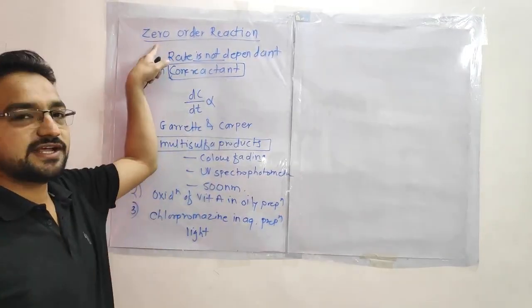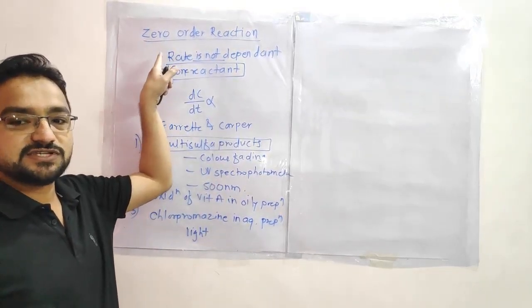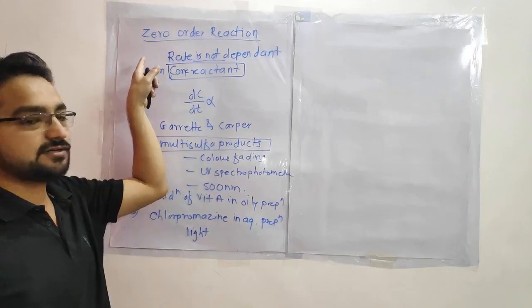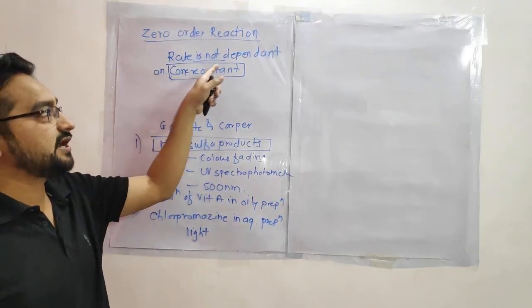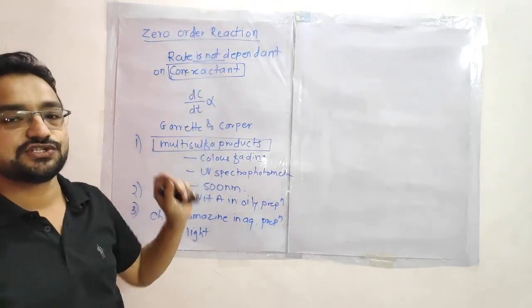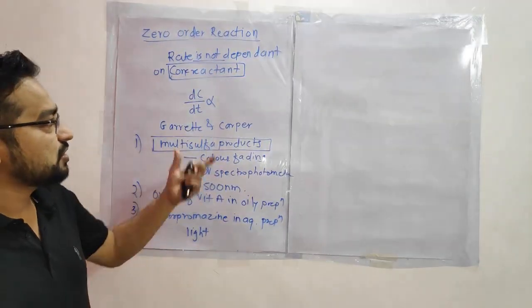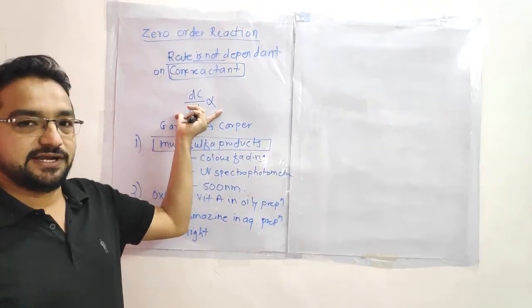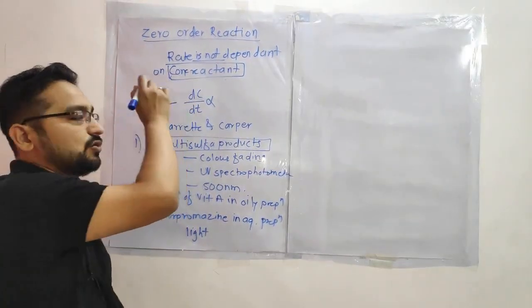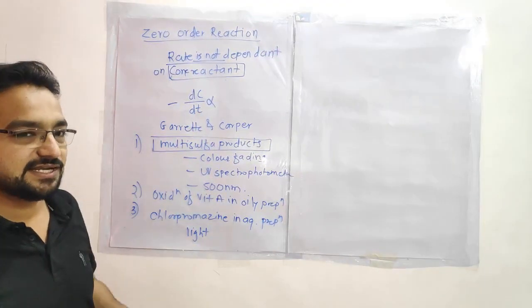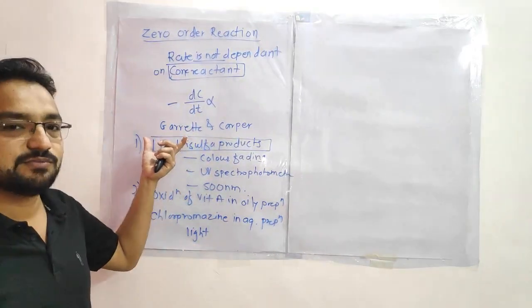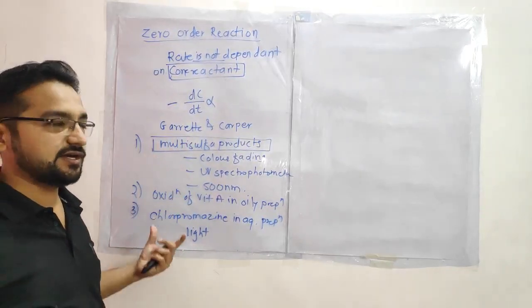So what is a zero order reaction? It is defined as the reaction in which the rate is not dependent on the concentration of the reactant. Simply, it is written as dC/dt. The negative sign is also applicable over here; this negative sign indicates that the concentration is decreasing. So, what are the examples? There are three major examples.